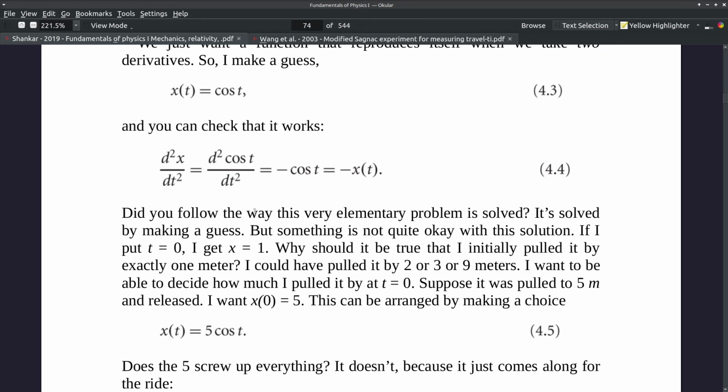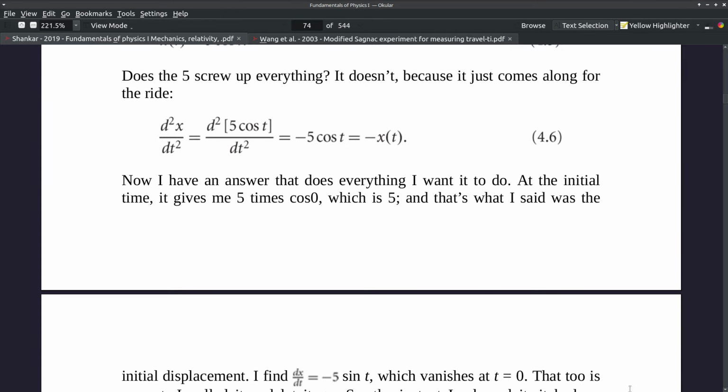It's solved by making a guess, but something is not quite okay with this solution. If I put t equals 0, I get x equals 1. Why should it be true that I initially pulled it by exactly 1 meter? I could have pulled it by 2 or 3 or 9 meters. I want to be able to decide how much I pulled it by at t equals 0. Suppose it was pulled to 5 meters and released. I want x of 0 to equal 5. This can be arranged by making a choice: x of t equals 5 times the cosine of t.